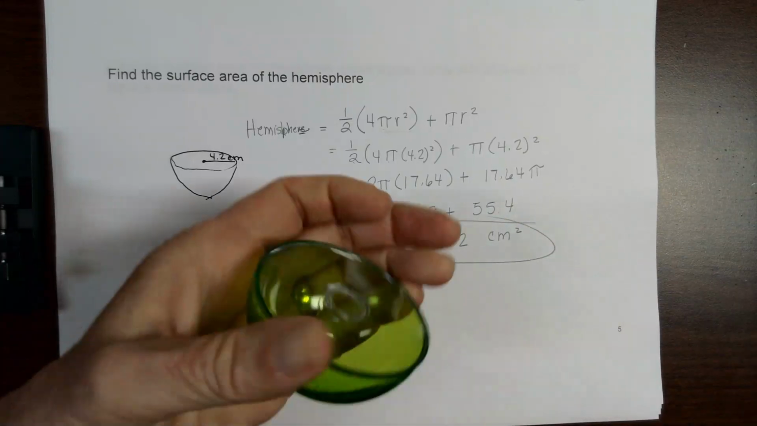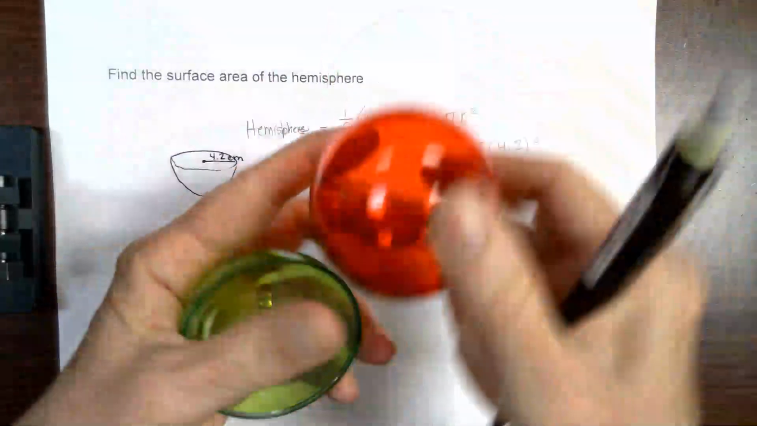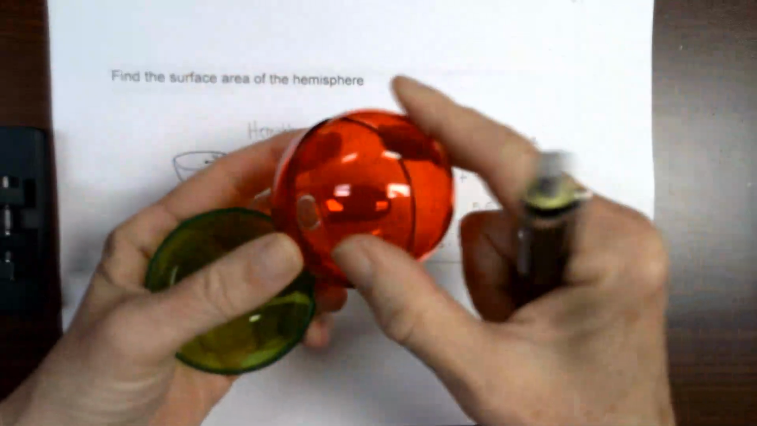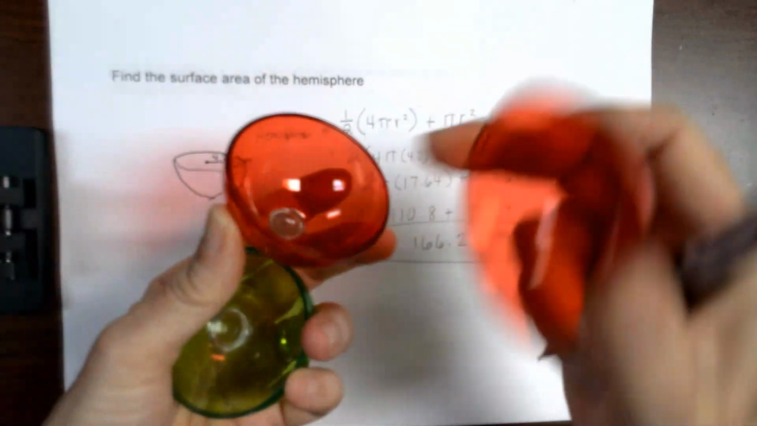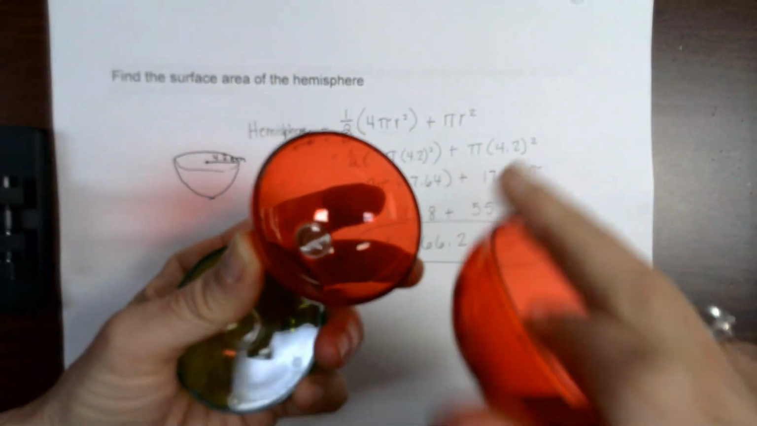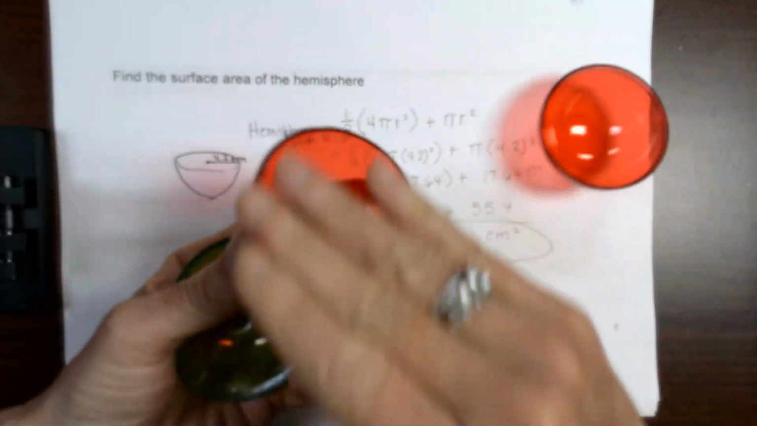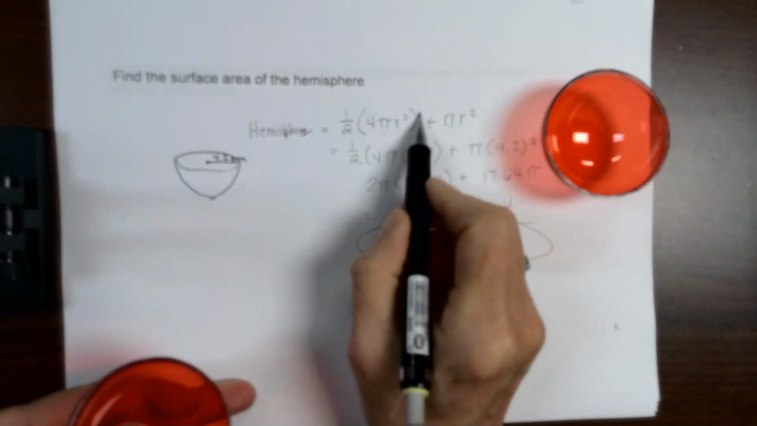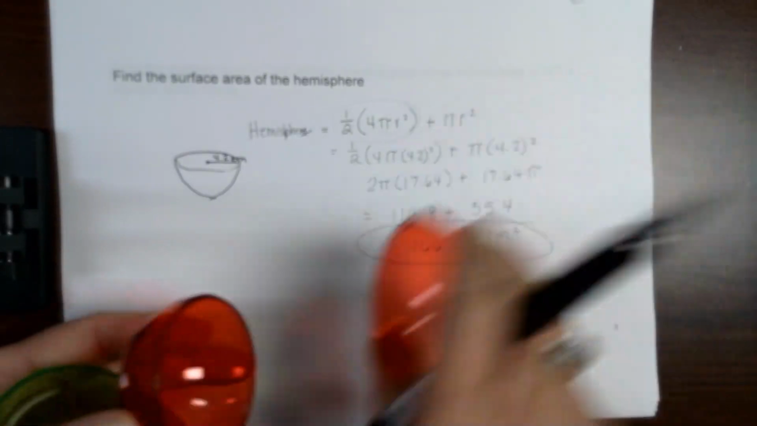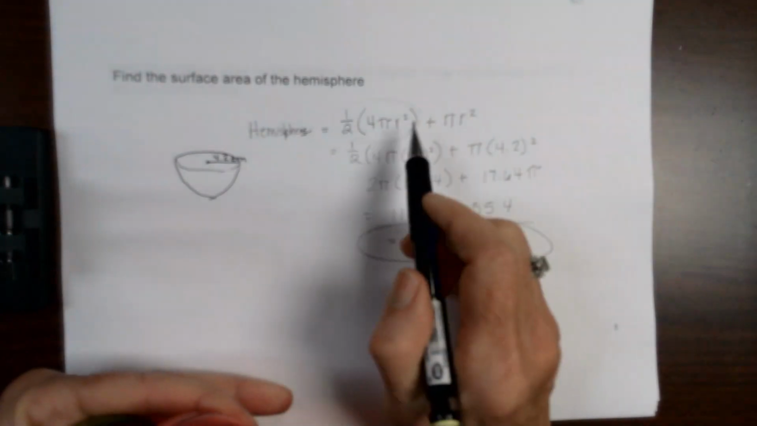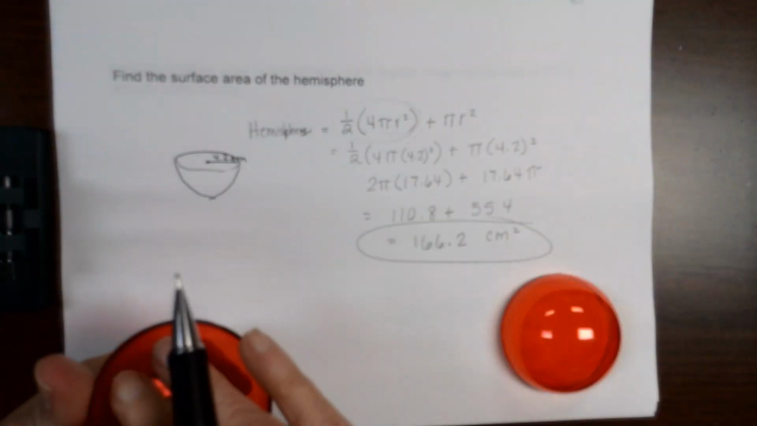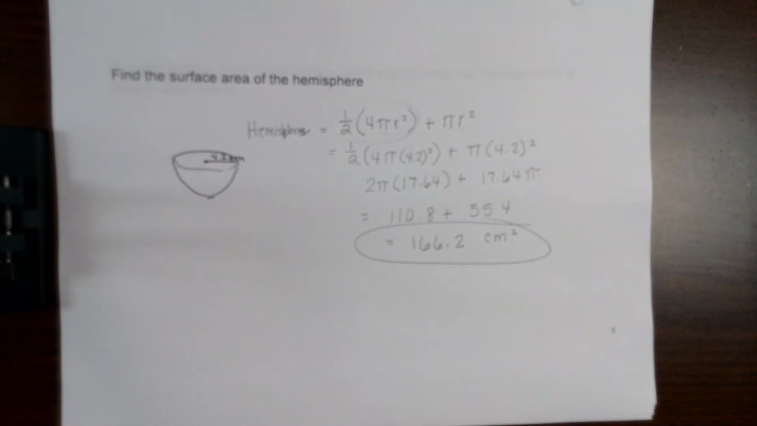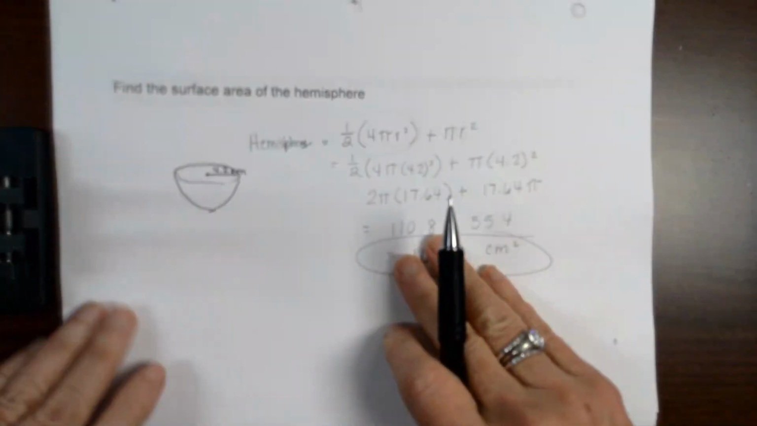So remember, your hemisphere is taking your sphere in half, but then understanding that there's a flat circle on top of this. So here's half of the total surface area for the sphere plus the circle that lies on top of it. Okay, hopefully you can see that.